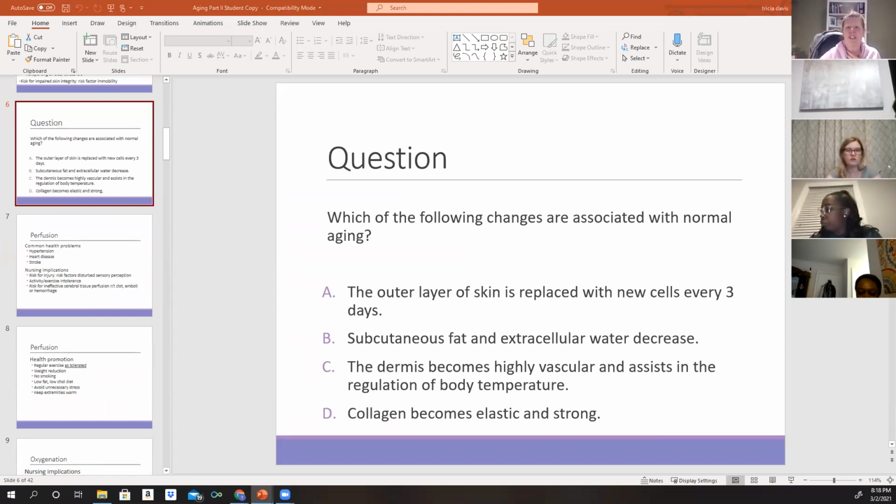So which of the following changes are associated with normal aging? A, the outer layer of skin is replaced with new cells every 3 days. B, subcutaneous fat and extracellular water decrease. C, the dermis becomes highly vascular and assists in the regulation of body temperature. Or D, collagen becomes elastic and strong.